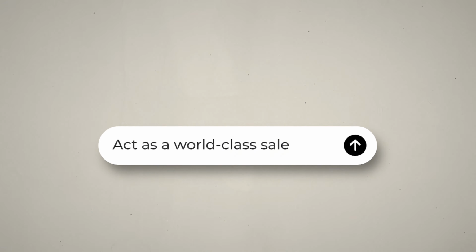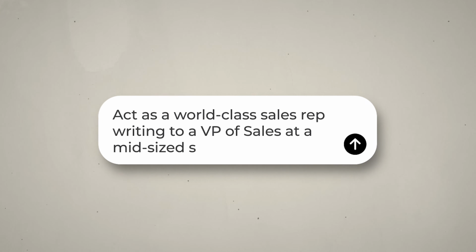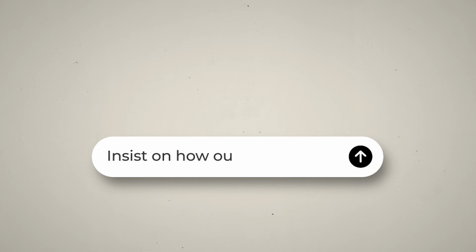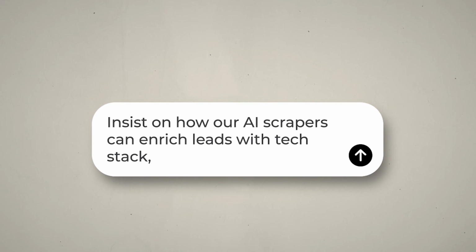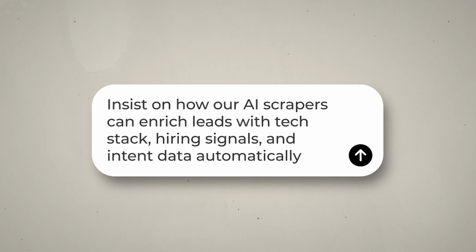So now we're adding "act as a world-class sales rep, writing to a VP of sales at a mid-sized software company." And we're changing "talk about our AI scraping solutions" to "insist on how our AI scrapers can enrich leads with tech stack, hiring signals, and intent data automatically." Now, instead of a Wikipedia summary, you get targeted advice written in the right voice.